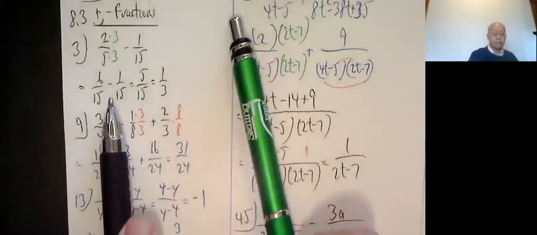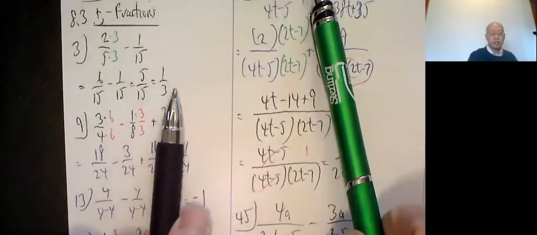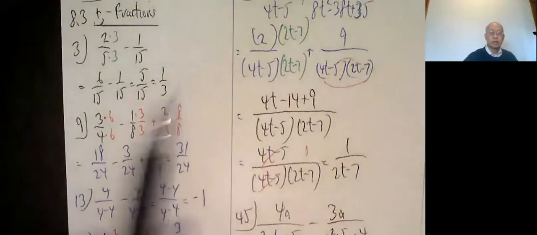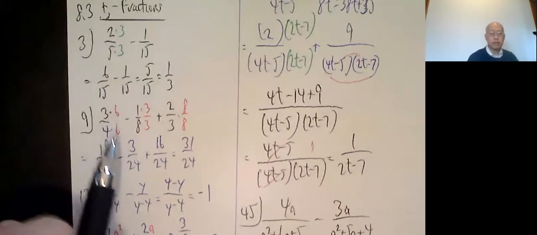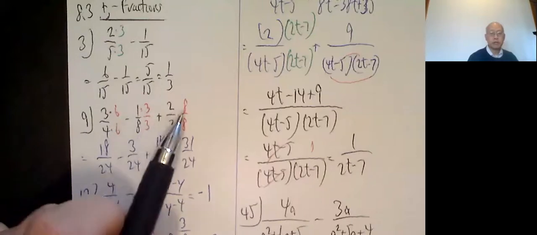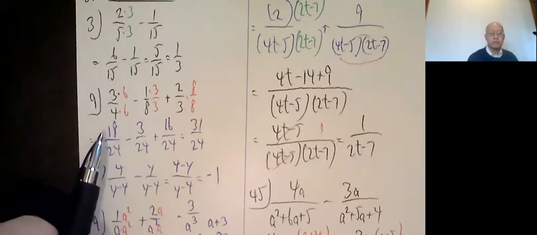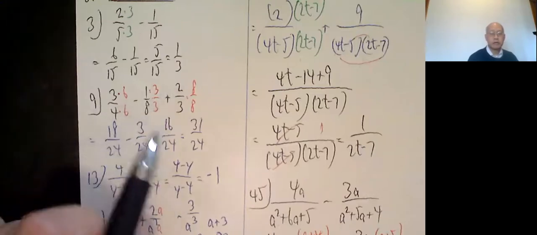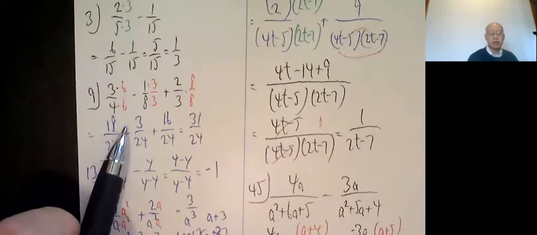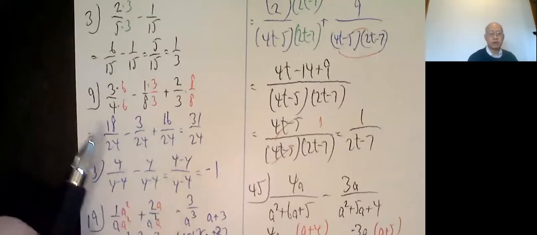The original was 3/4 minus 1/8 plus 2/3. Okay. 4, 8, and 3, the common denominator is 24. So to get 24, multiply by 6 over 6, 3 over 3, 8 over 8. 3 times 6 is 18. 1 times 3 is 3. 2 times 8 is 16. 18 minus 3 plus 16, 31 over 24.